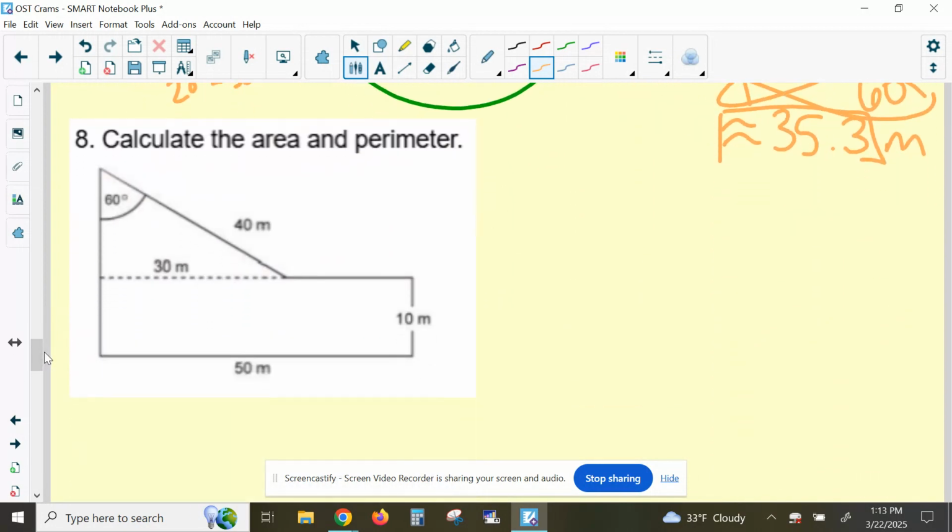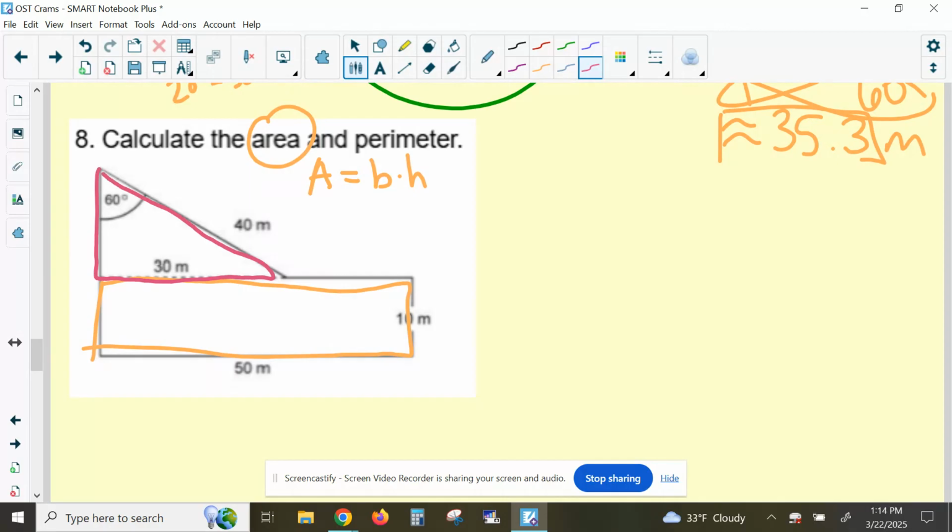Number 8, calculate the area and perimeter. Okay, so let's do area first. Okay, what is this shape? It looks like I have a rectangle on the bottom. So the area of any kind of parallelogram is base times height. And then I have on the top this triangle. And the area of a triangle is going to be 1/2 base times height. You might want to color code like I am.